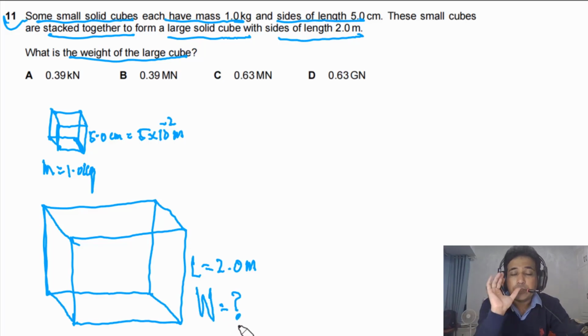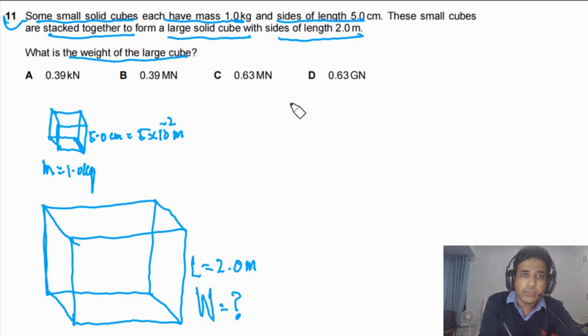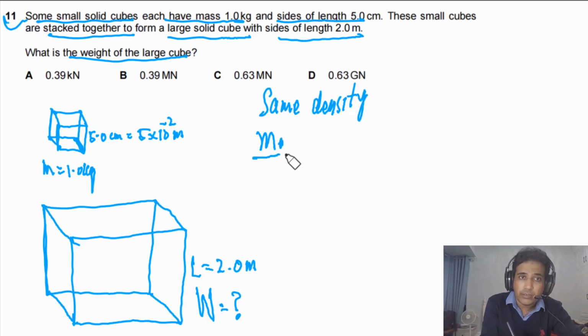In this case, we need to understand they are made of the same material. It means they have the same density. So we can use the concept that density is the same. It means the ratio between mass and volume, m1 over v1, has to be equal to m2 over v2.